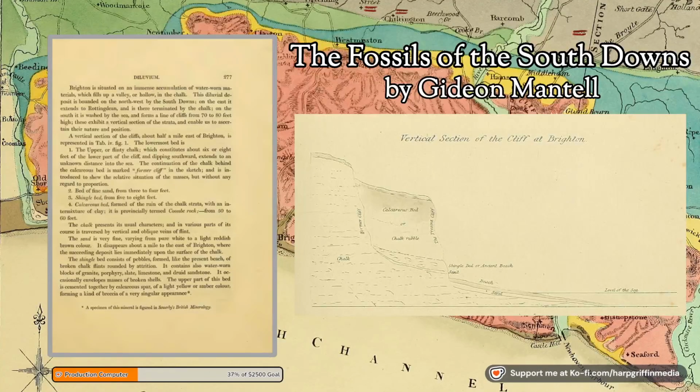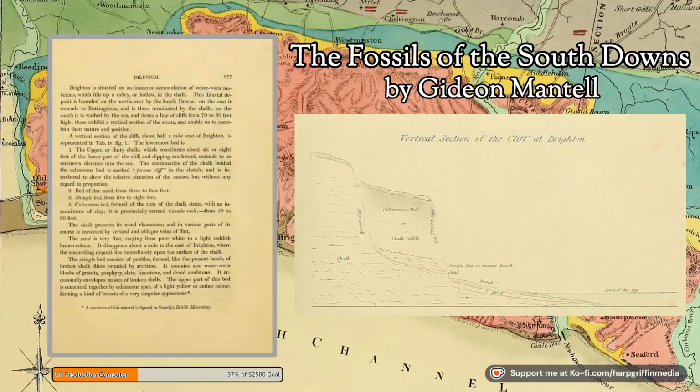4. Calcareous bed formed of the ruin of the chalk strata. With an intermixture of clay, it is provincially termed Coombe Rock, from 50 to 60 feet. The chalk presents its usual characters, and in various parts of its course is traversed by vertical and oblique veins of flint. The sand is very fine, varying from pure white to a light reddish-brown color.